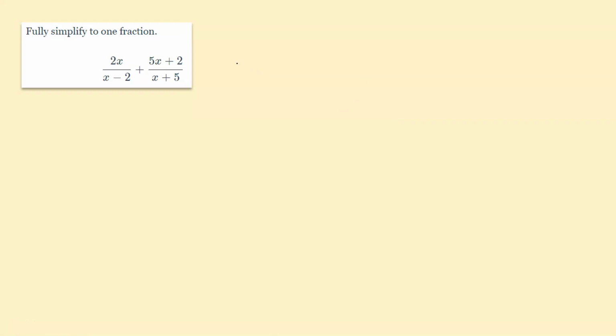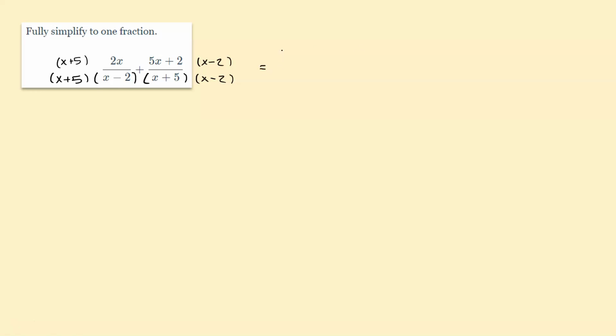Now let's look at this example. Here we are not close at all to having a common denominator. We have totally different factors in each denominator here. So for this one, to get a common denominator, what we'll have to do is multiply the left fraction by this x plus 5 over x plus 5, and the right fraction by x minus 2 over x minus 2. So our common denominator is going to have to be x plus 5 multiplied by x minus 2.